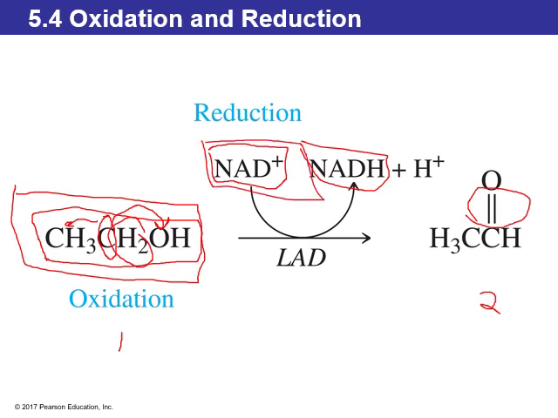NAD was reduced in this process. It gained a bond to hydrogen. Remember, things flip-flop between oxygen and hydrogen. So if you gain a bond to oxygen, you've been oxidized, whereas if you gain a bond to hydrogen, you've been reduced. And it's the reverse if you go the other way. If you lose a bond to oxygen, you've been reduced. If you lose a bond to hydrogen, you've been oxidized.